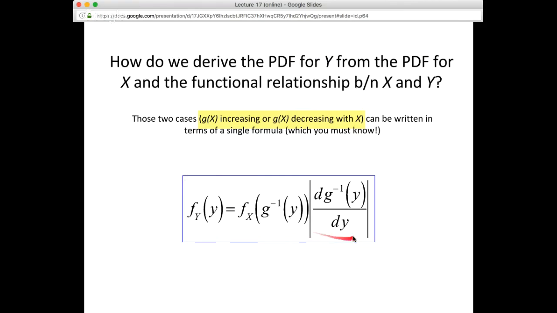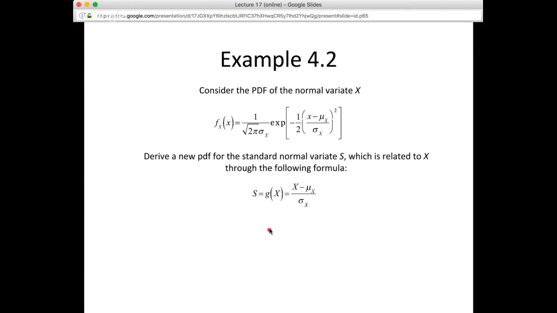So this is our master formula that you must know for calculating PDFs for the random variable y, given the PDF for the random variable x, and the functional relationship between x and y, denoted by g here. So let's do some examples to hopefully cement these ideas. This is example 4.2 from the book.